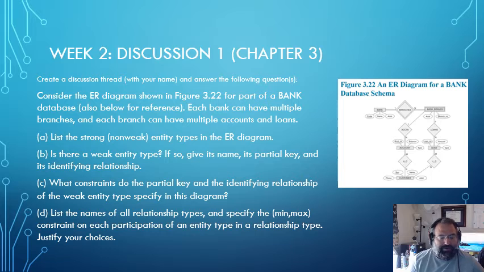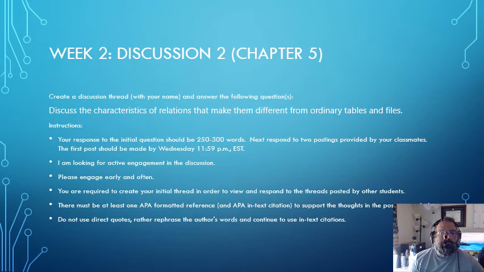And then list the names of all the relationship types and specify the min-max constraint of each participation of an entity type in the relationship type. That's something we call cardinality. Justify your choices. Moving into discussion 2, which centers on chapter 5. Discuss the characteristics of relations that make them different from ordinary tables and files.